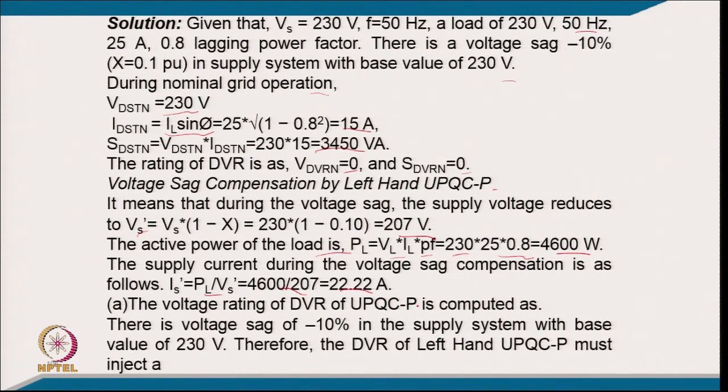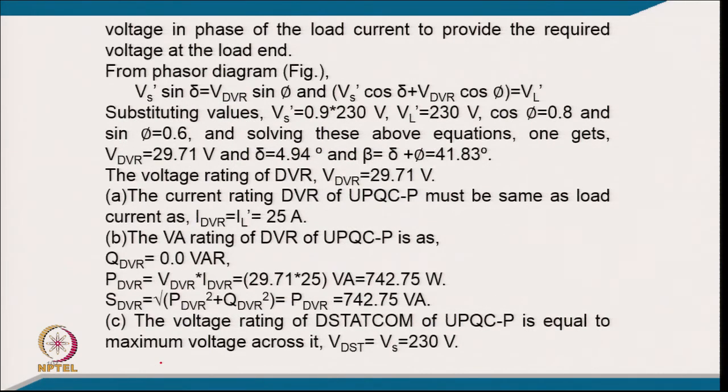So, the voltage rating of the DVR of the UPQC, for a voltage sag of 10% and a nominal voltage of 230 volt, therefore the DVR must inject a voltage in phase with the load current to provide the required voltage. From the phasor diagram, Vs sin delta equals, putting the values here, so we get the DVR voltage equal to 29.71 volt, delta is 4.94 and beta comes to 41.83.